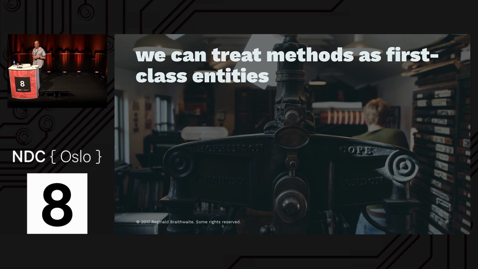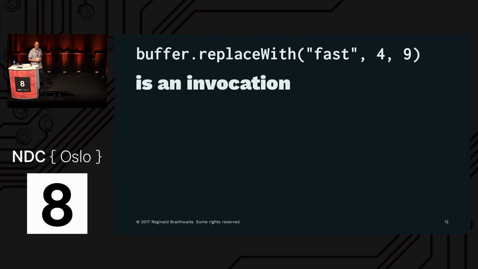We can, in some languages, get methods as first-class entities. And if there's not a convenient way to do it, we can make our own. Let's take a look at an example of how to do that. Here is an invocation of a method. So there's the method itself. There is the object upon which the method is being invoked. And then there are the arguments for the method.